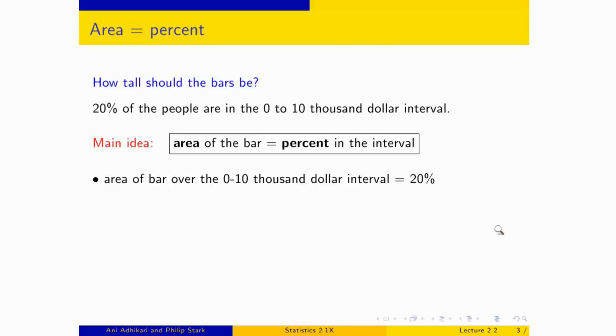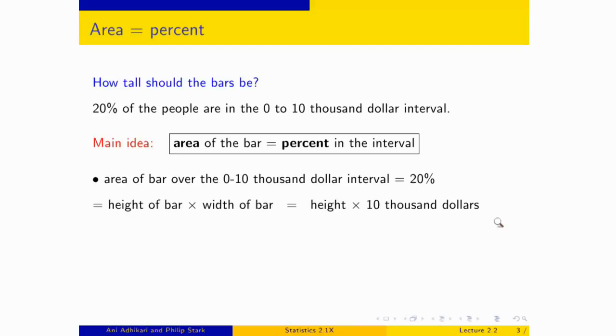Well, what's a bar? A bar is a rectangle. What's the area of a rectangle? You all know what the area of a rectangle is. It's the height times the width. Exactly. And so it's the height that we're trying to find times the width of the bar. And what is the width of the bar? Well, the interval stretches from 0 to 10, which means its width is 10, and the units are thousands of dollars. So the width of the bar is $10,000.